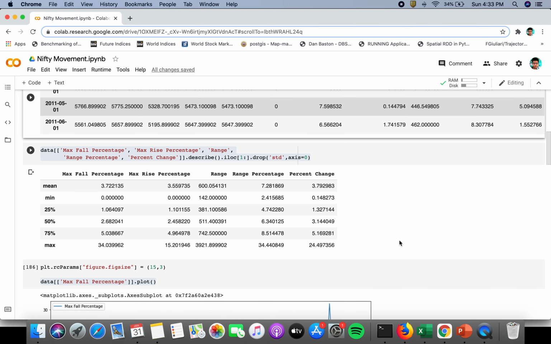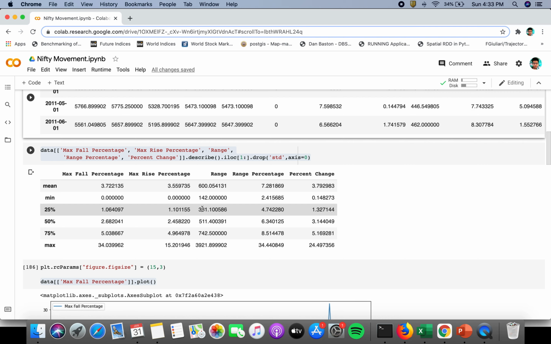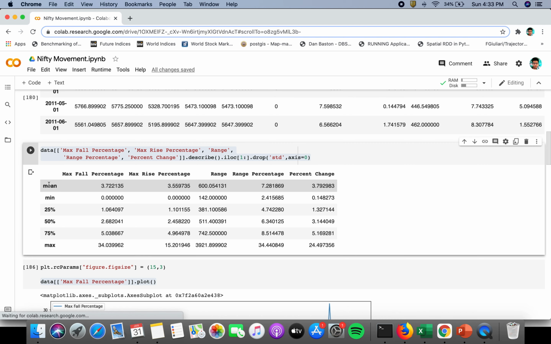Now I have tried to calculate certain descriptive statistics of this particular data, and this is what we have after that for these particular features. This is basically the mean, which is the average, the minimum value and the maximum value. And then these are the quartiles, that is the 25th percentile, the 50th percentile, also known as the median, and the 75th percentile.